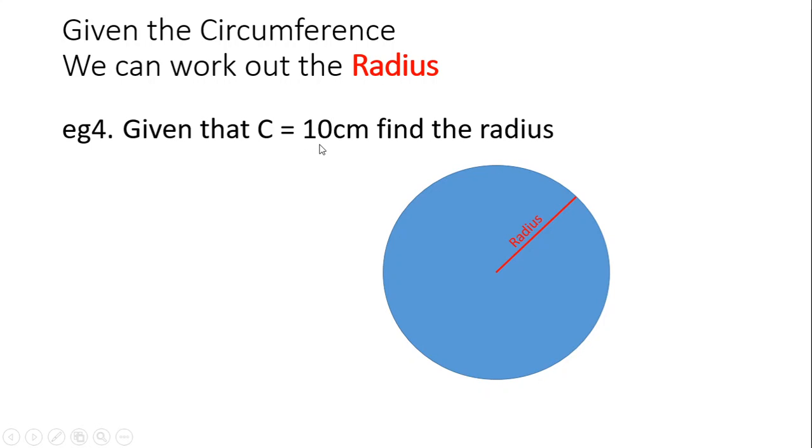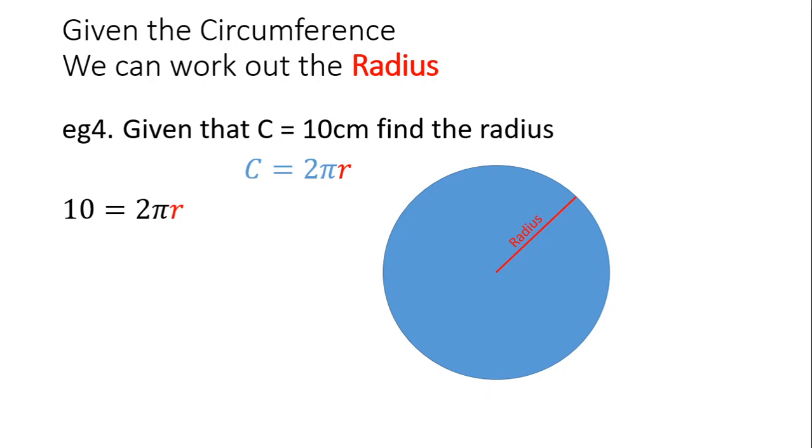Circumference is just 10 centimeters, and I want to find the radius. So once again, I'll set up the formula for the circumference. This formula has the radius in it, so I can rearrange to find the radius. So C equals 2 pi r. I know that the circumference is 10, so 10 equals 2 pi r.